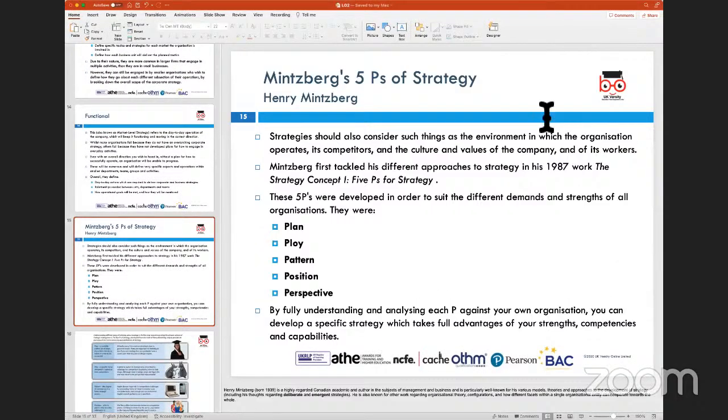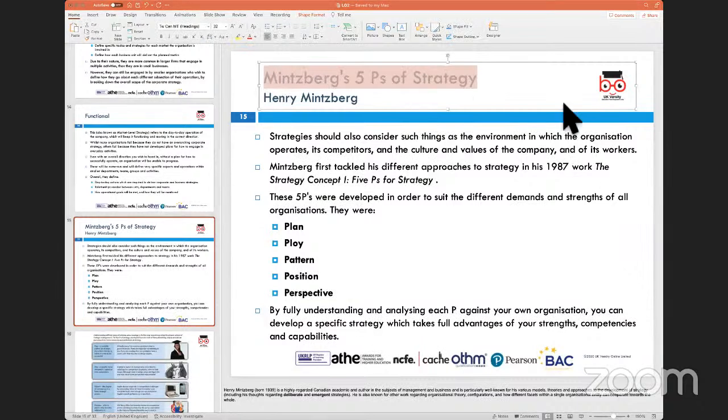Now, what we also want to look at is a particular framework called the Mintzberg 5 Ps of strategy. When we talk about the Mintzberg 5 Ps, we are looking at understanding how the company should put its strategy in place by considering its competitors, the markets in which it operates, and the needs and demands of its customers, in order to ensure that it comes out with products and services which meet the demand and help the company move forward.